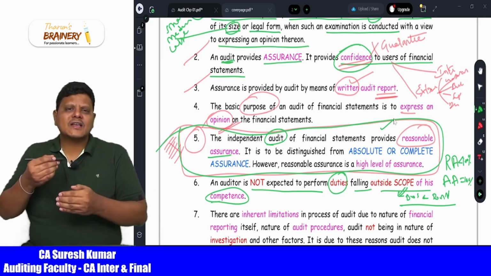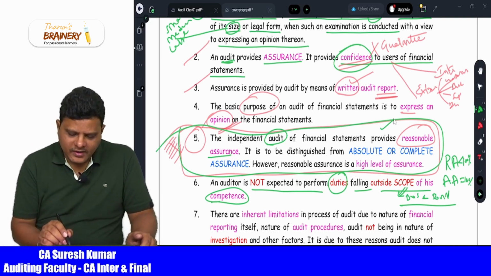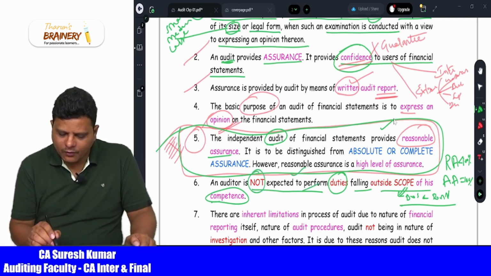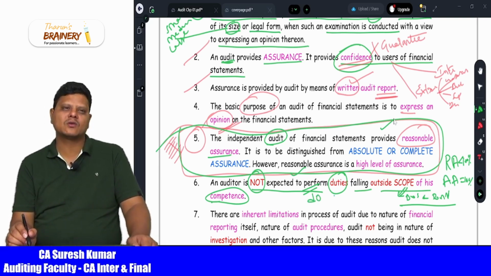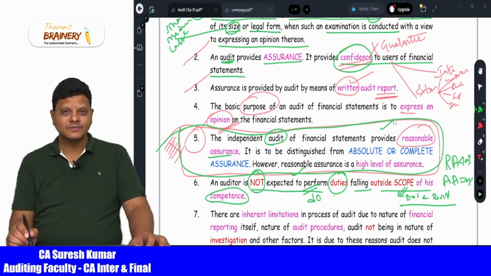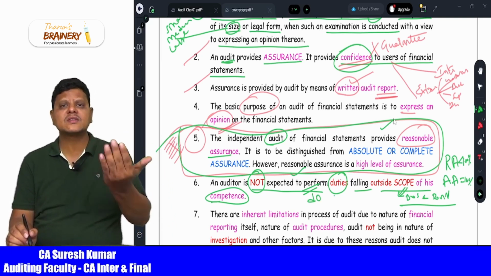So you should not expect the auditor to go beyond that. That's the meaning of it. He is not expected to do duties which fall outside the scope. That means you should not treat the auditor as an investigator.